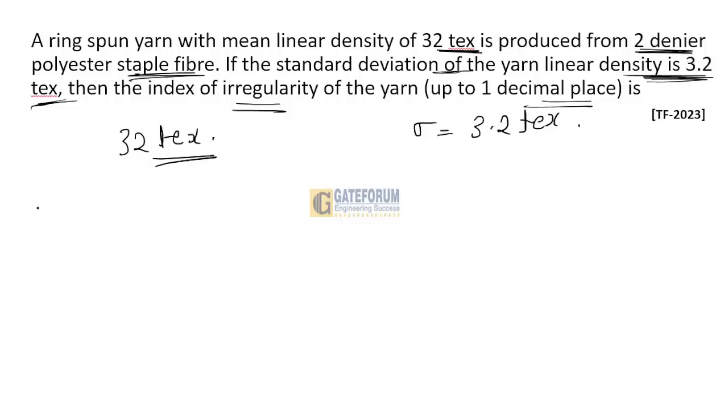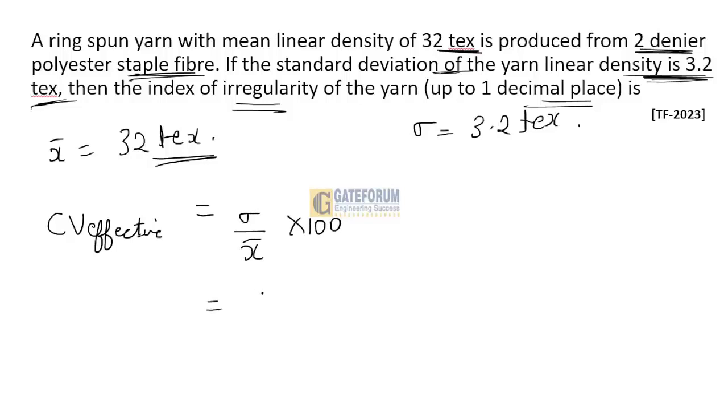How will we calculate CV effective? It is sigma upon x bar. This x bar is the yarn linear density. So CV effective is sigma upon x bar into 100. This is the formula of CV. If we calculate 3.2 upon 32 into 100, then CV percentage comes out to be 10%.